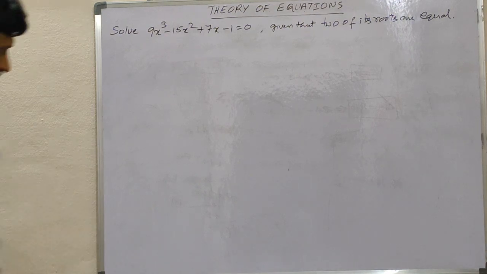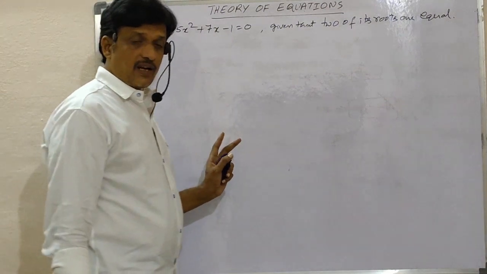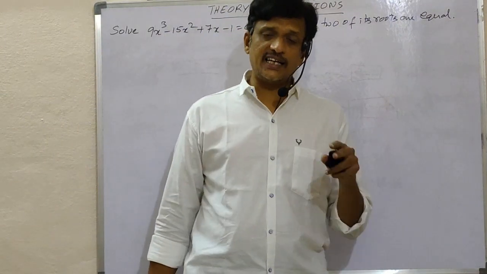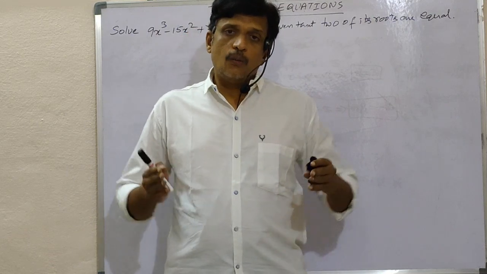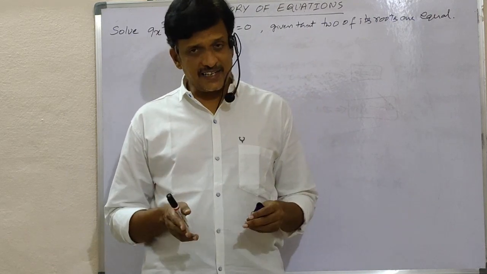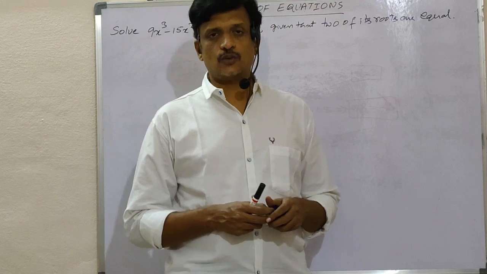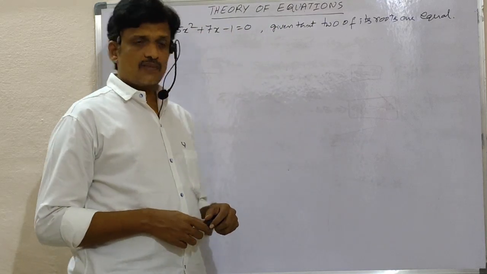In the previous problem also two roots are equal, but they are with opposite signs. That is why their sum is 0. Here both the roots are with the same magnitude and with the same sign also. So two roots are equal.